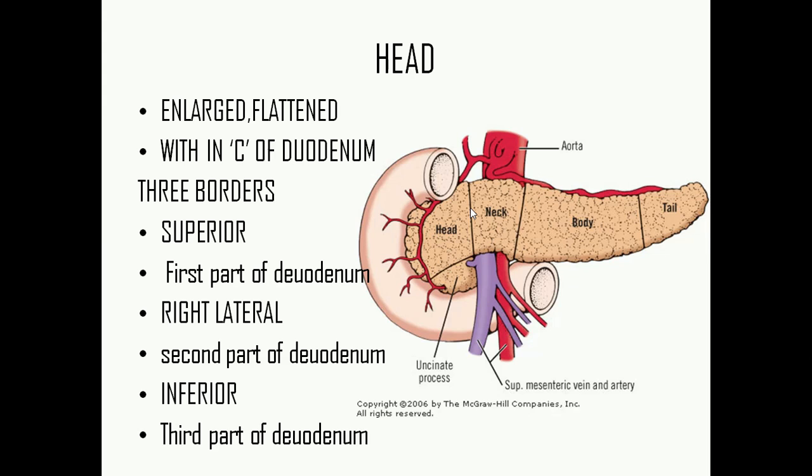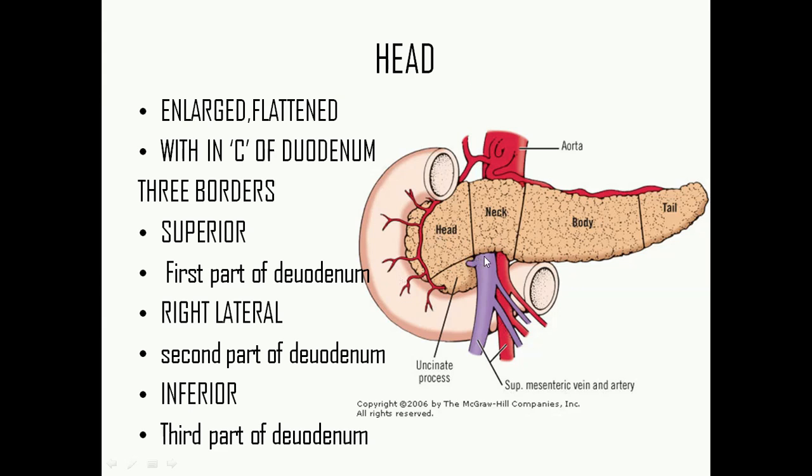The three borders will be the superior, the right lateral, and the inferior borders. What are the relations to these three borders? Superiorly, you will have the first part of the duodenum, because this is the second part. Above this, you get the first part of the duodenum and the inferior surface of the stomach. So the first part of the duodenum becomes a superior relation.